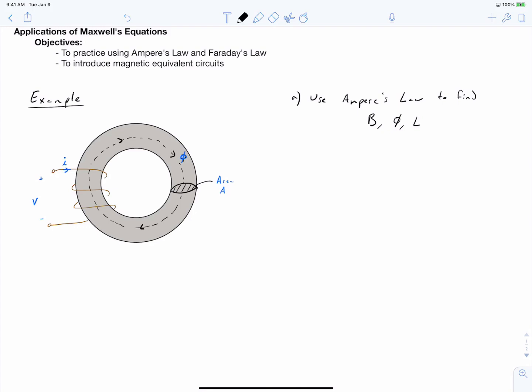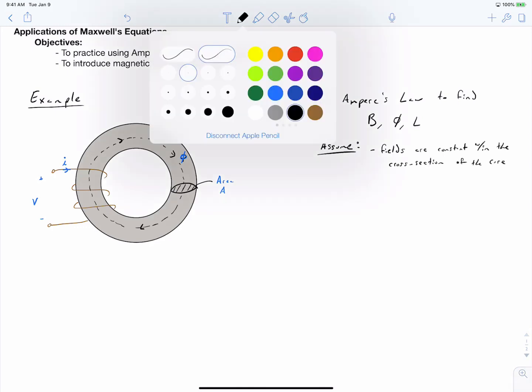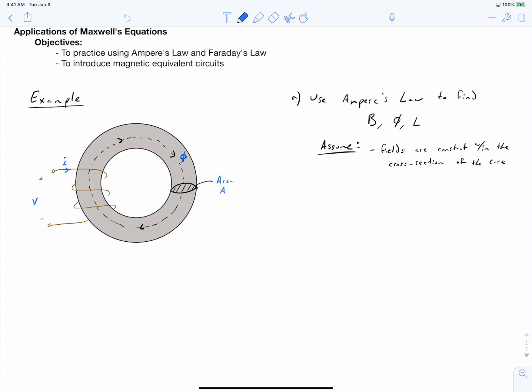In order to be a good engineer, you need to figure out what physics you need to include and what physics you can reasonably neglect in order to facilitate a problem that can actually be solved. So in this case, we're going to make the following assumptions. We're going to assume that fields are constant within the cross-section of the core. What does that mean? That means that if we look at the magnetic field over here and over here, we're going to have the same value because we're within one cross-section of the core.